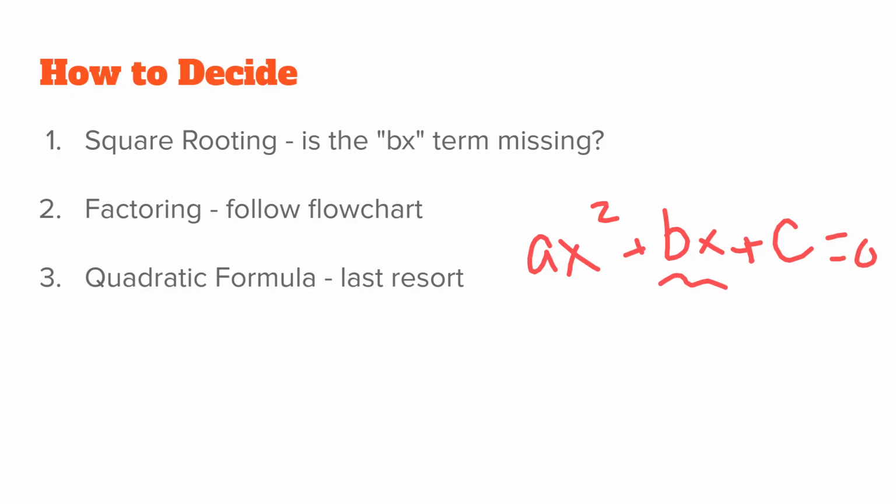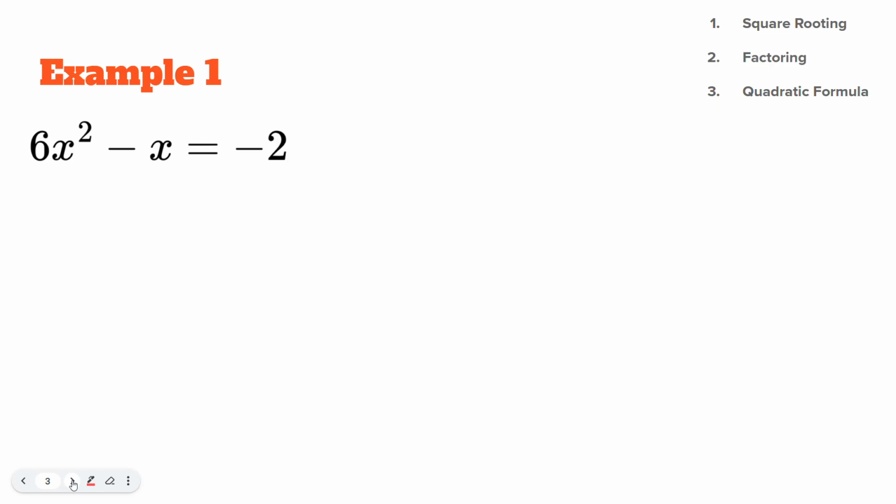And then if nothing with factoring works out, then you go to your quadratic formula. That is your last resort. You always want to try square rooting and factoring first, and you only go to the quadratic formula when the others fail. So let's look at an example here, going through that kind of thought process.